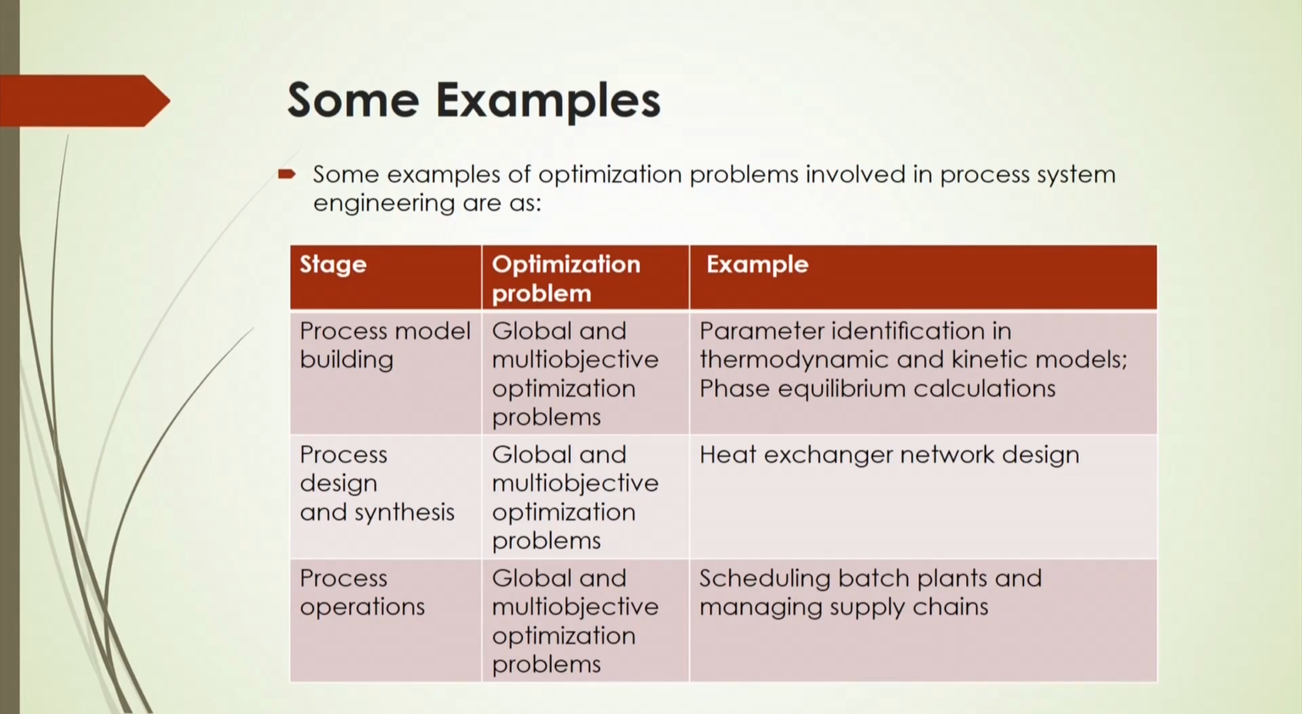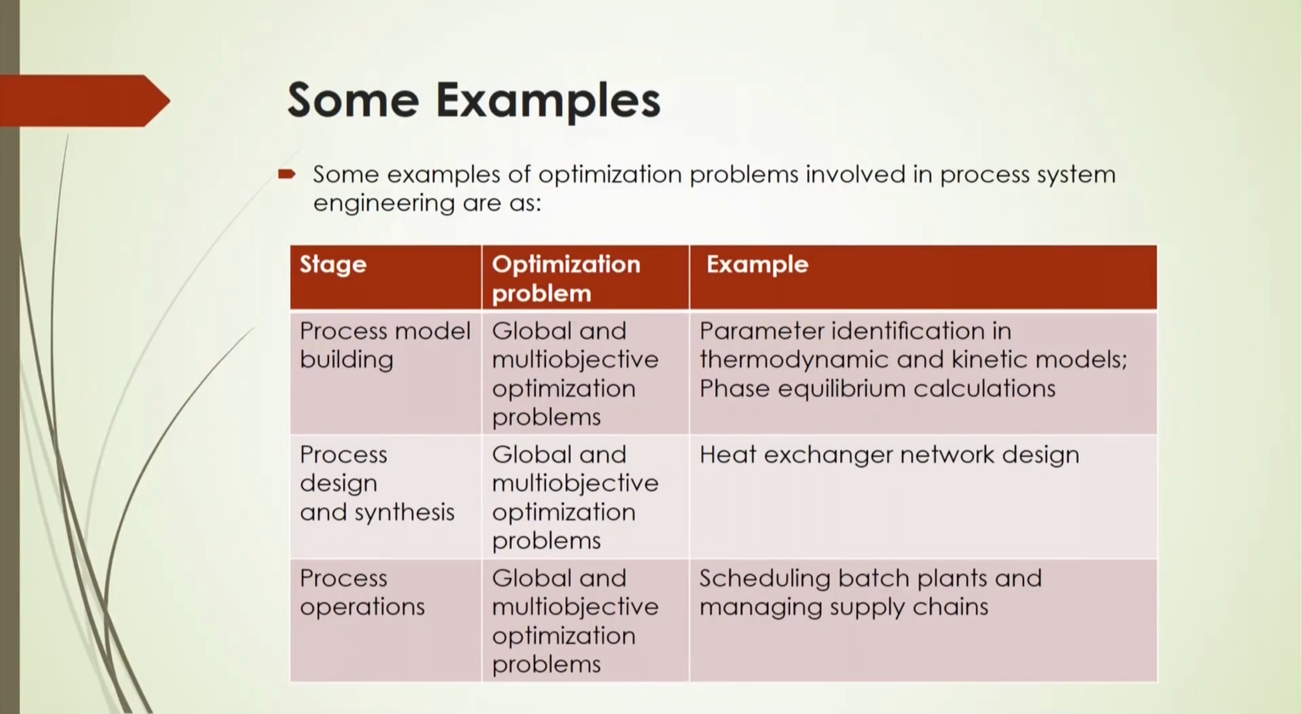In process design and synthesis, again the optimization problem is global and multi-objective, and an example is heat exchanger network design. Process operation is also a global and multi-objective optimization problem. In this case, scheduling batch plants and managing supply chains are examples of optimization problems for this stage of process operations.